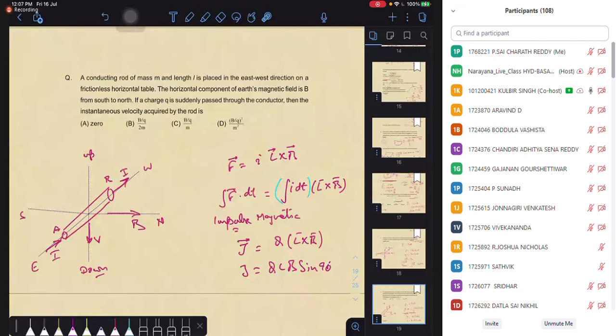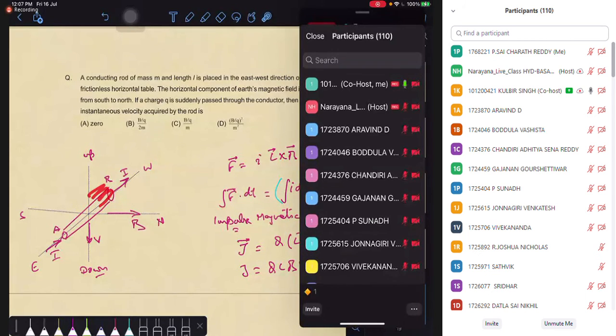Direction, I cross B. Rotate the fingers. Take the finger in the direction of your I, and now rotate the fingers toward the B. Your left hand will be easily rotated from I to B, but for your right hand, you have to twist it. Can you see that? Can you do it? It's going to be a twist.